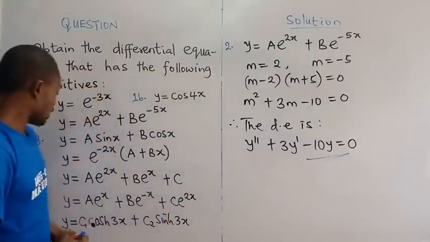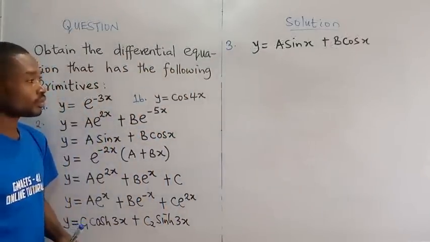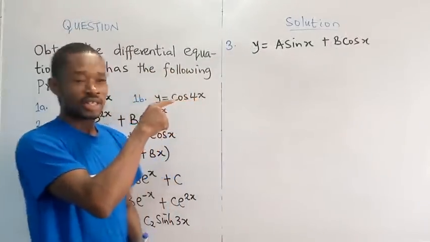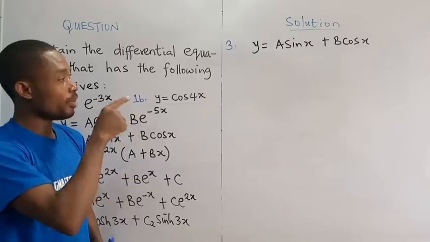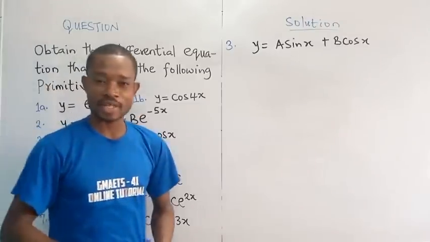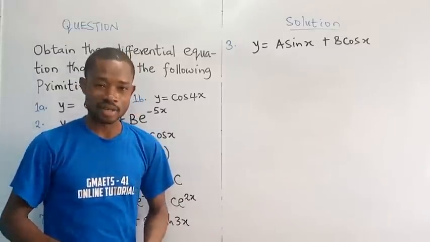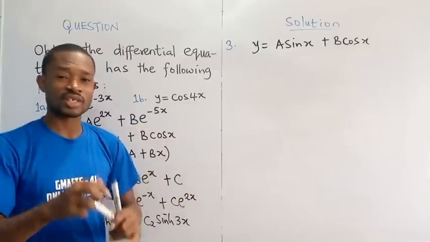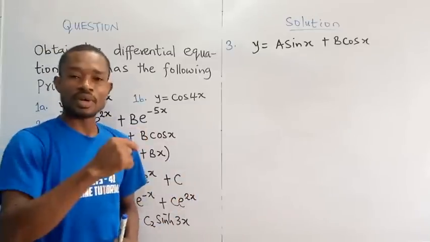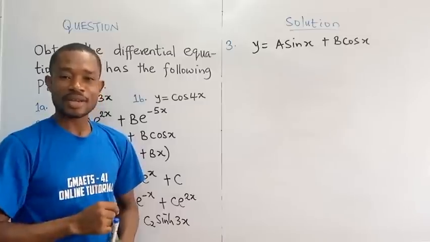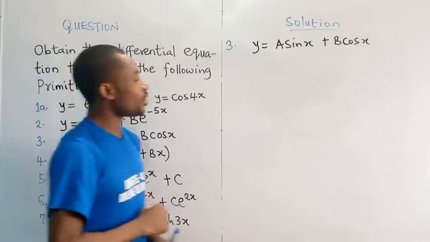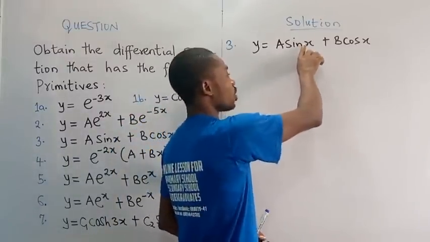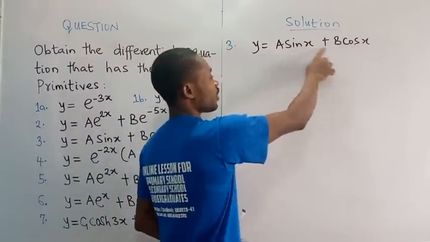Question number 3. And so we'll move on to this business. Question number 3. The primitive is y equal to a sine x plus b cos x. You have no business with the constant of integration there. You have a and b. Your interest is to determine the numbers that represent the roots, alright, as usual. And of course, we can obtain this from the coefficient of this x here. The coefficient of x here is what?